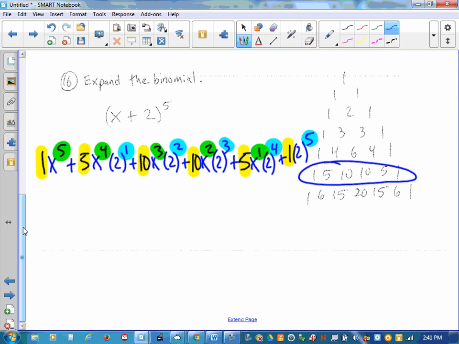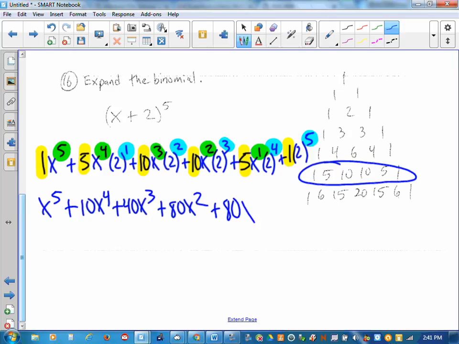The first little baby problem is easy. x to the 5th plus 2 to the 1st is 2 times 5, 10, x to the 4th. 2 to the 2nd is 4, 4 times the 10 in the front would be 40, x to the 3rd. 2 to the 3rd power is 8 times the 10 in the front, 80 x squared. 2 to the 4th is 16 times the 5 in the front would be 80 again, x. And then 2 to the 5th.